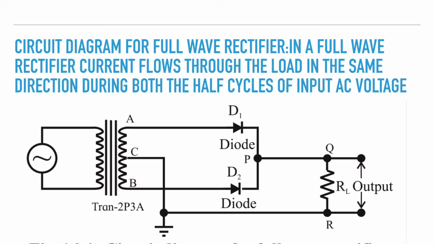Thus, for both half cycles, the current flows through the load resistance, that is unidirectional. This current produces unidirectional, pulsating, and continuous voltage across the load resistance RL. Since the current flows through the load resistance for full cycle of the applied AC, it is called full wave rectifier.